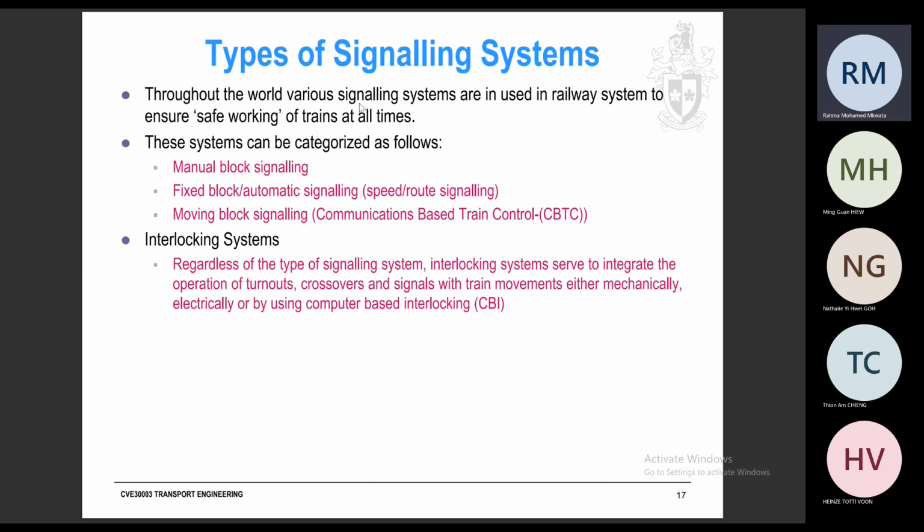In terms of signaling systems, we have three types: manual block signaling, fixed block, and moving block signaling. This moving block comes with communication-based train control. That means you can communicate with the train and see where the other trains are at that point in time, using some sort of GPS or even Wi-Fi.